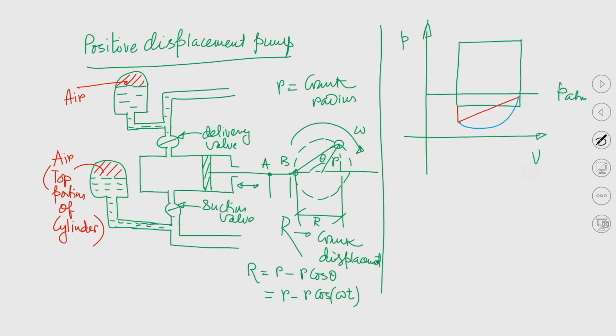Similarly, this will be the inertia effect, and if we superimpose the frictional effect, it will be like this. Okay. So, this is the modified indicator diagram we have discussed, we have understood.